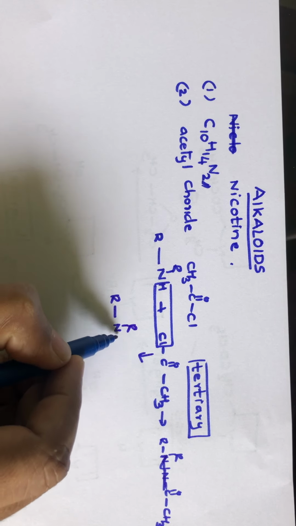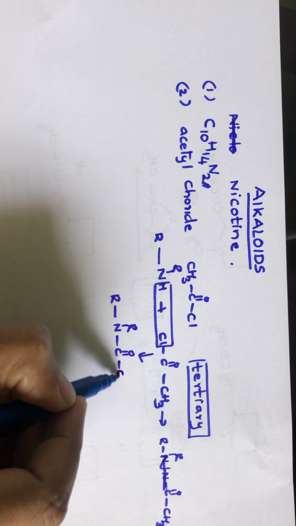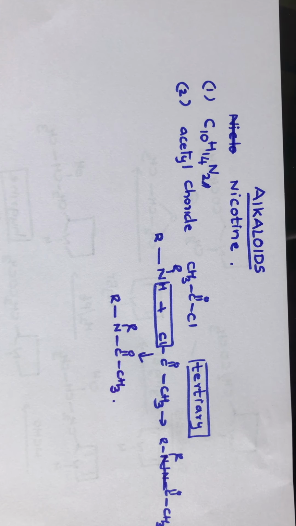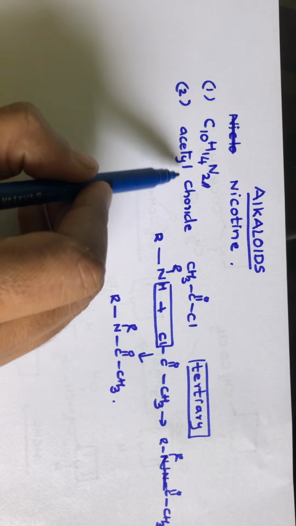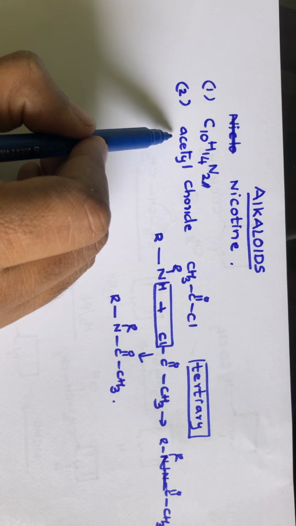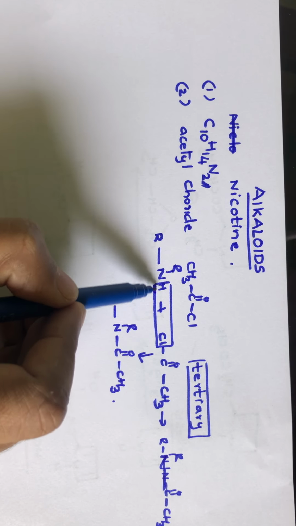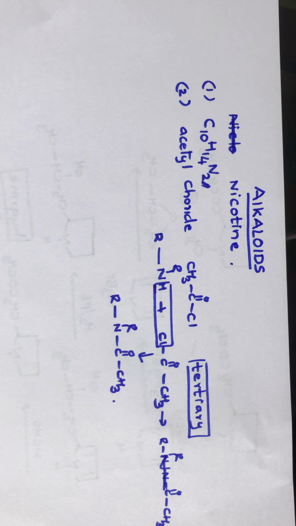You get RNR C double bond O CH3, the N-acetylated product. So if this is primary or secondary, it reacts, but this nicotine does not react with acetyl chloride. That means the nitrogen atom is tertiary in nature. If it is tertiary, it does not react generally. Okay, this was one thing.